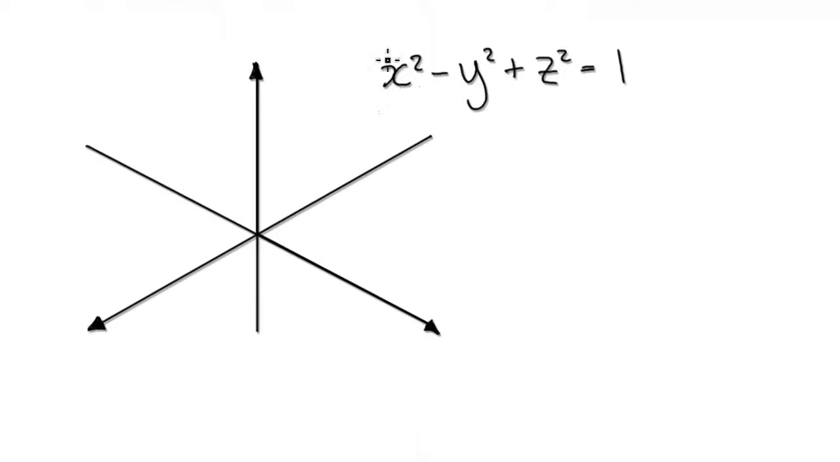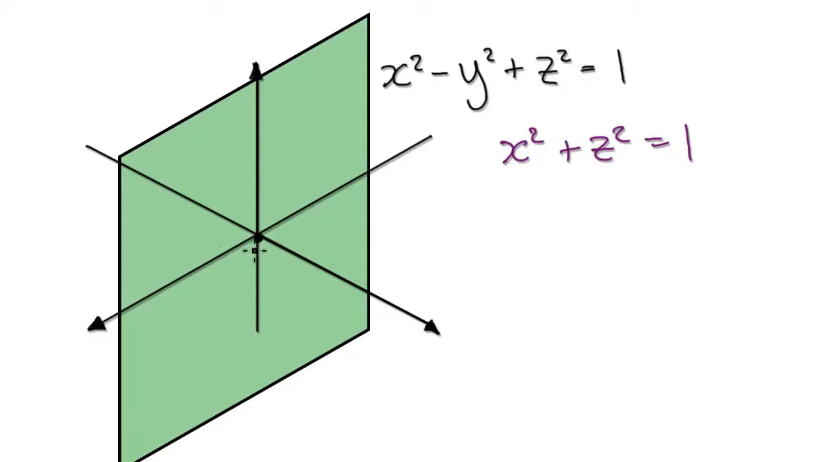Looking at this, let's put 0 into the y. This whole thing then becomes x squared plus z squared equals 1. When you put 0 into the y, you've got to imagine a vertical sheet of paper located at y equals 0.